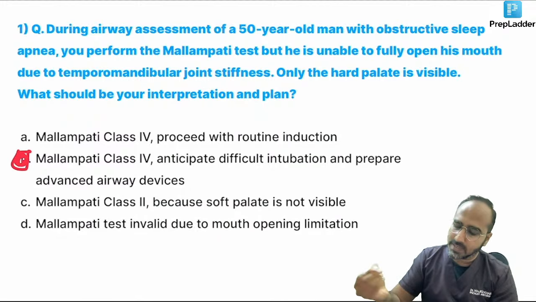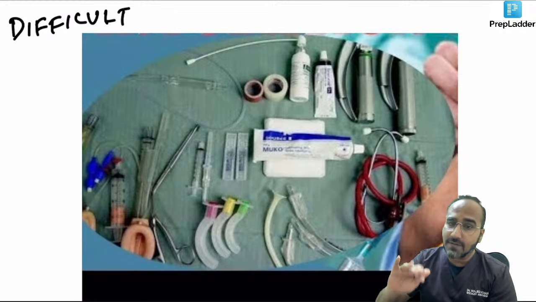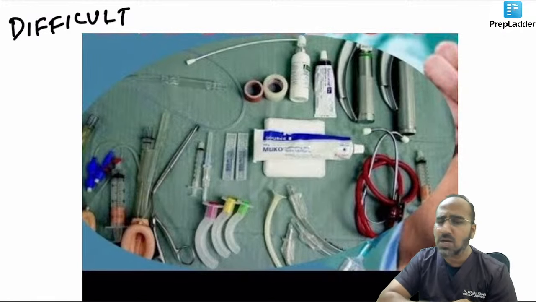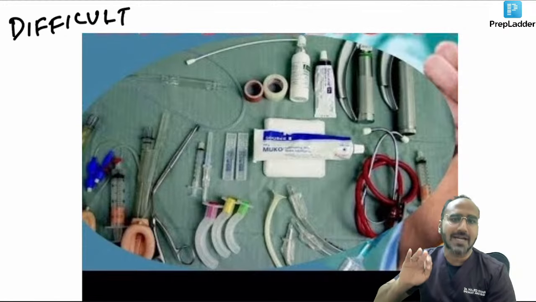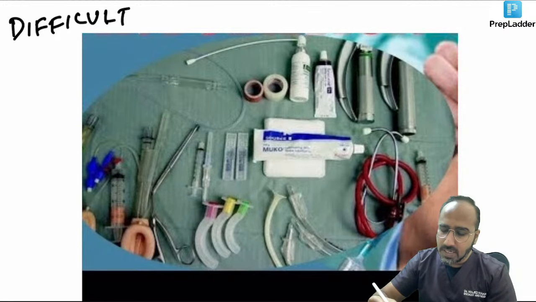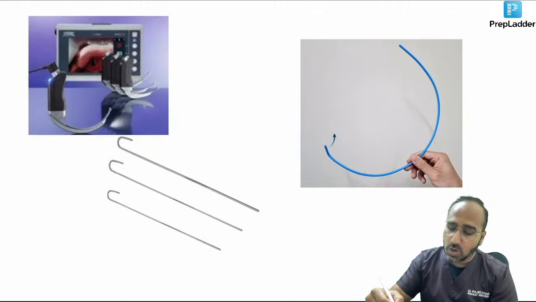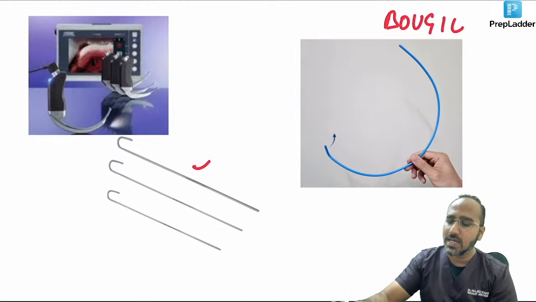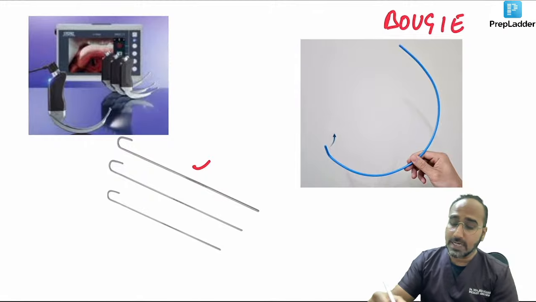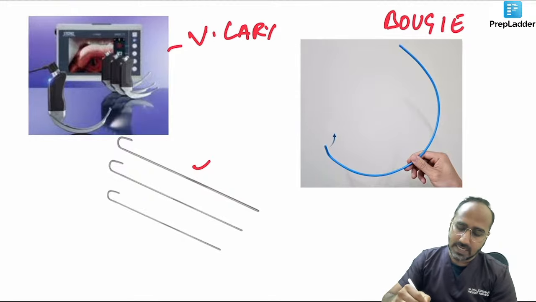So you go for option B. What are the things that you keep ready, guys? This is the difficult airway trolley where you keep all necessary airway equipment available. That means different sizes of blades and laryngoscopes, and the supraglottic airway devices or LMAs. Apart from that, you also keep stylets and a bougie for intubation. You also keep a video laryngoscope ready, if it's available. So the answer is B.